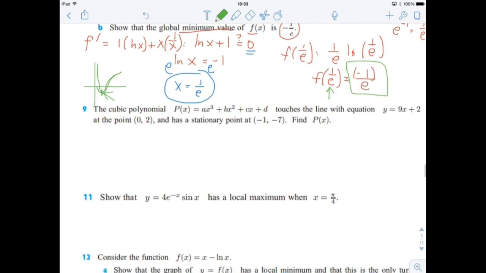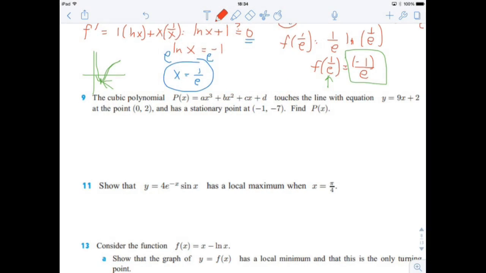Number 9. The cubic polynomial touches the line with equation y equals 9x plus 2 at the point (0, 2) and has stationary point (-1, -7). Find the function.